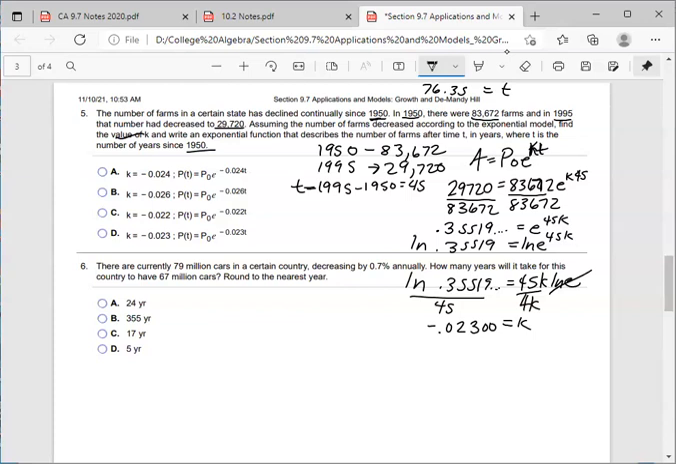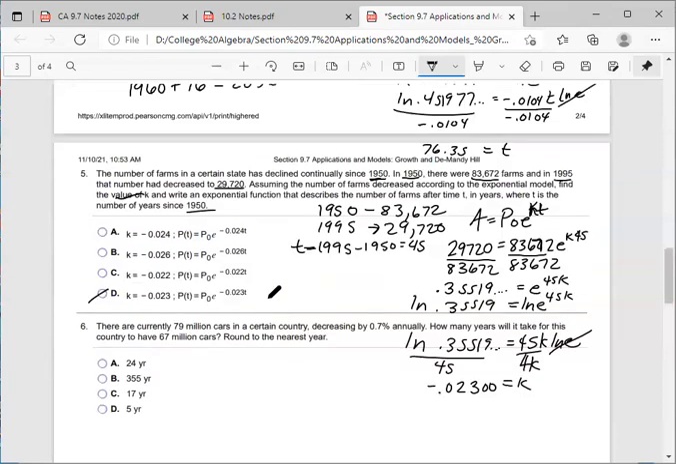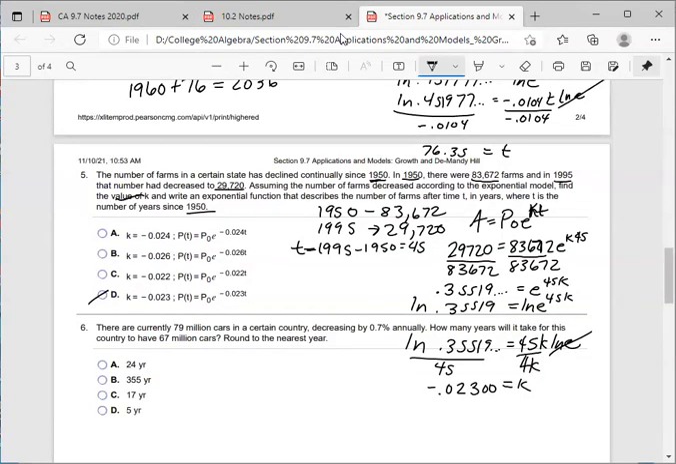Okay, so we're good. Which one is it? D? Negative 0.023. Yeah. All those numbers are pretty close together. So you want to make sure you don't write down too few numbers, because if you round wrong, it'll cause you problems. We already worked 6 and I'll post that video. But that is homework help.